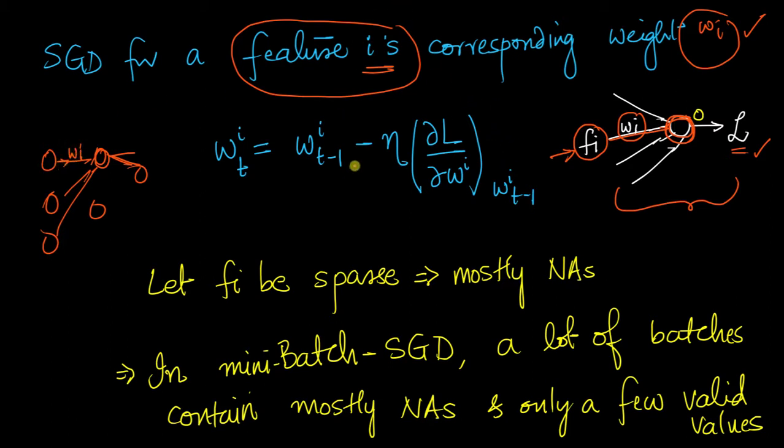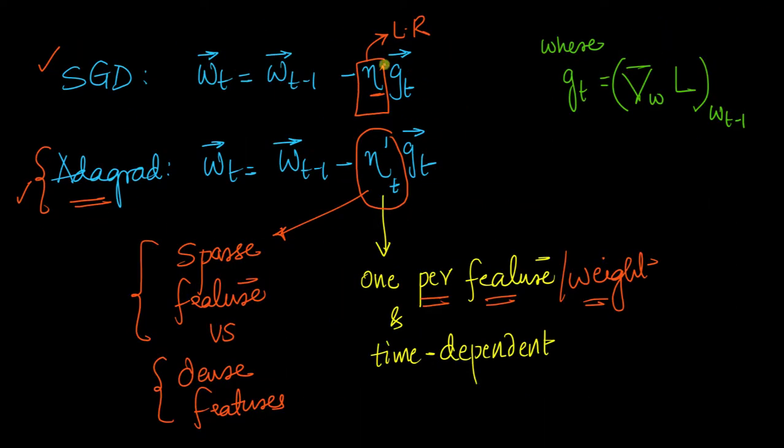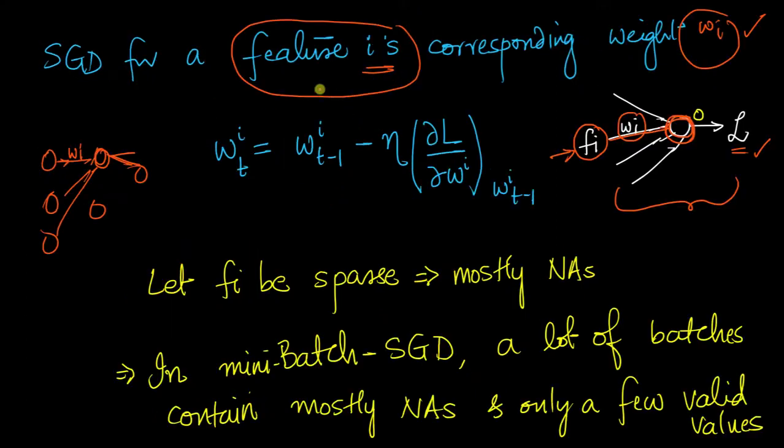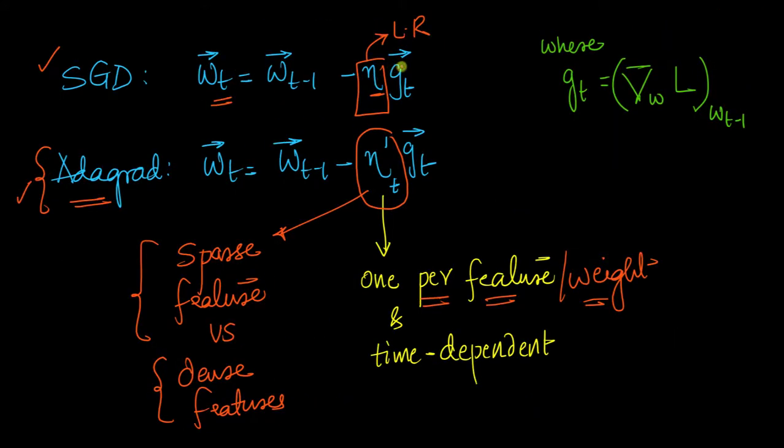Now, remember that this is a vector equation. Your W here is a vector of all the weights that you have. Let's look at it only from this feature's perspective. Let's say I have weight Wi at time t. What I'm doing here is writing the scalar variant of this vector equation.